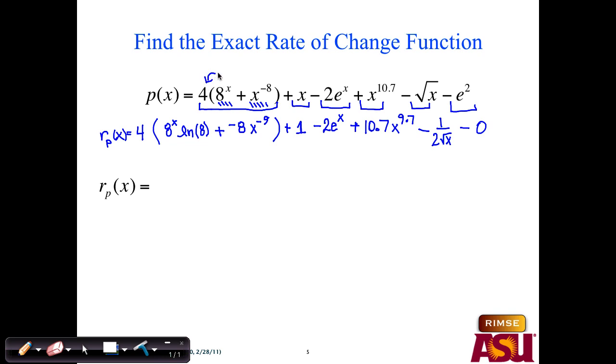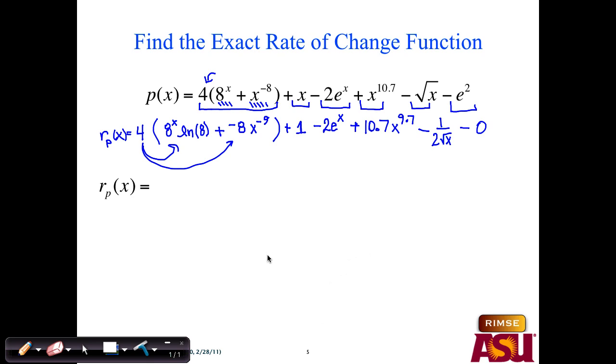Any questions on any of those? Again, we use our sum and difference, constant multiples, and a bunch of individual rules. Yeah, you could also distribute the 4. If you distributed this 4, it'd have 4 times 8 to the x, whose derivative would then be 4 times 8 to the x natural log of 8, and 4 times x to the negative 8th, which should give us 4 times negative 8, or negative 32, times x to the negative 9.